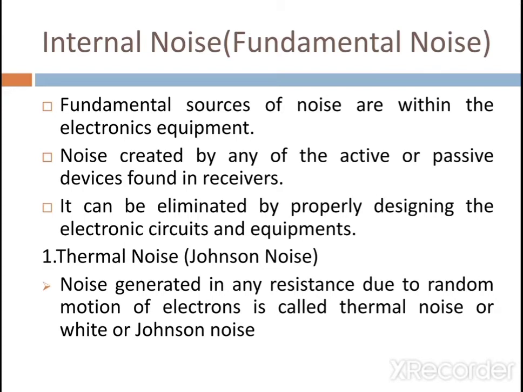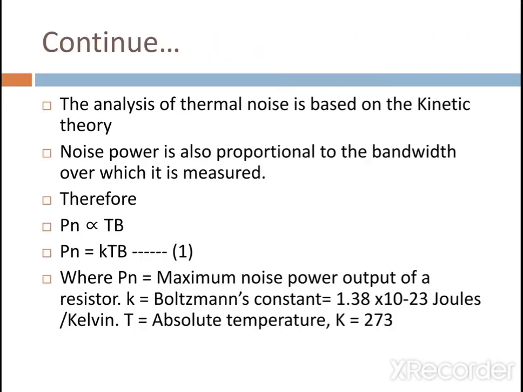Then it can be eliminated, otherwise removed, by properly designing the electronic circuits and equipment. Then first is the thermal noise, otherwise Johnson noise. This noise generated in any resistance due to the random motion of electrons is called thermal noise, otherwise white noise, otherwise Johnson noise. Then we analyze the thermal noise.